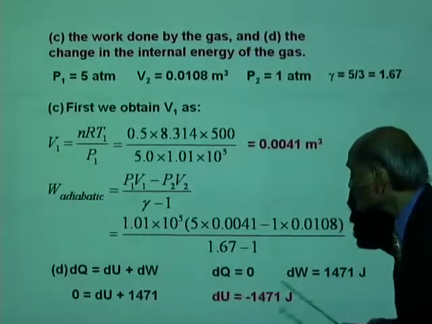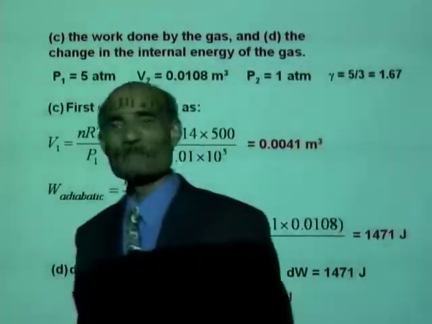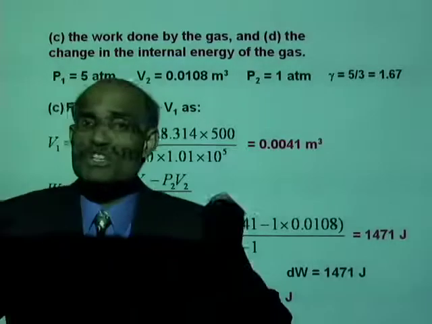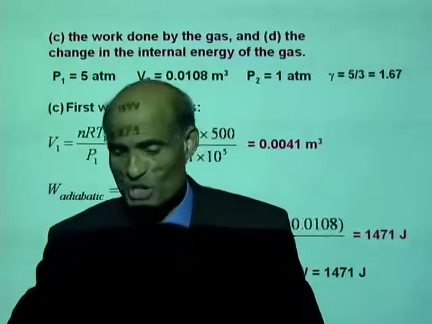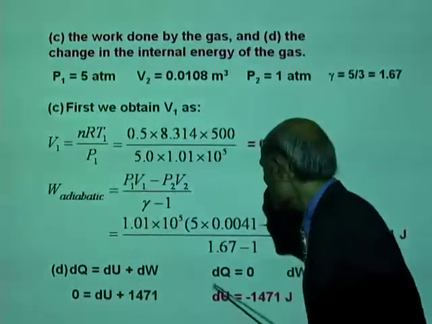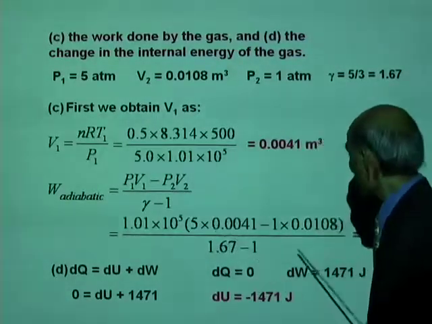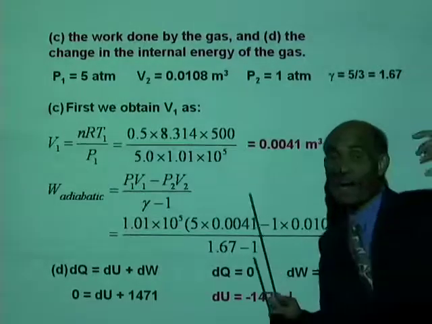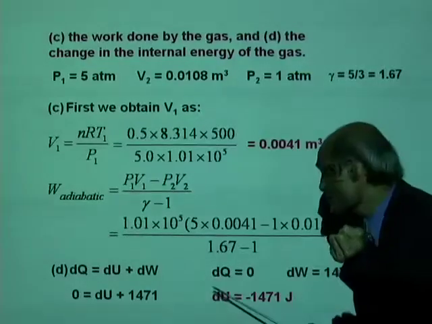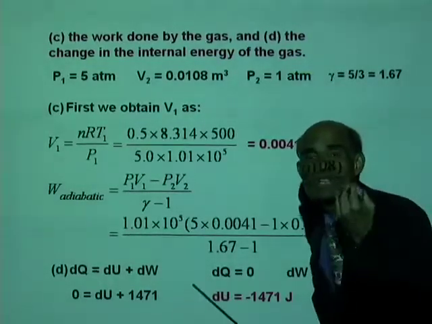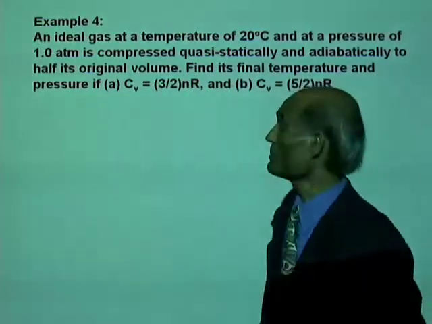du equal to negative 1471 joules. What does that mean? It means the energy needed to do this work is taken from the internal energy of the object. That means the internal energy decreased by that much quantity. When the gas did so much work without getting heat from outside, it took energy from the internal energy. Therefore, the internal energy decreased by that much quantity.